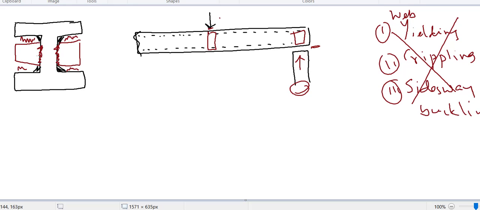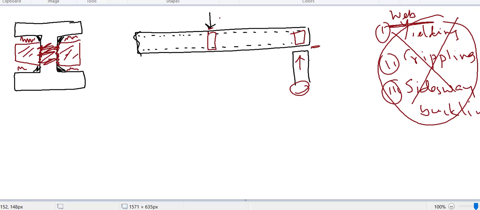So why do we do this? What we are checking here is all about the web: web yielding, web crippling, web sidesway buckling. So if our web thickness is very small, we need to increase its capacity. How? What we are doing here, we are inserting two plates. Now these two plates will work with the web. Now the whole part will work as a beam.